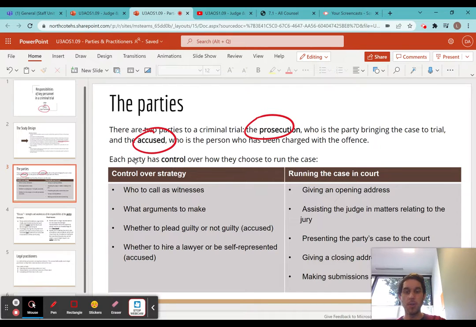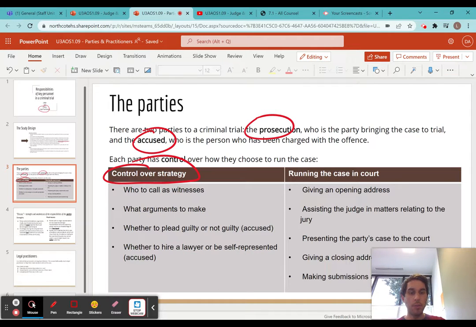So there's sort of two levels to that. First, they've got control over the sorts of strategies they're going to adopt. They do have control over the decision to call witnesses. So who are they going to call and who are they going to choose not to call? What sorts of legal arguments are you going to make? Are you going to say, I didn't do it? Or are you going to say, well, I did do it, but it was self-defense? That's the sort of decision you would be making as an accused person. Whether or not to plead guilty or not guilty would be a decision that the accused makes, as well as the decision about whether to hire a lawyer or not hire a lawyer.